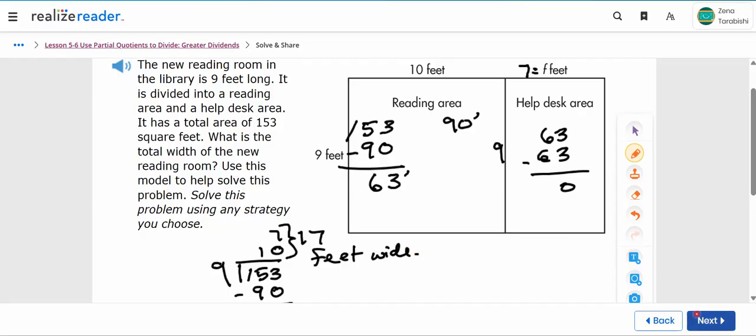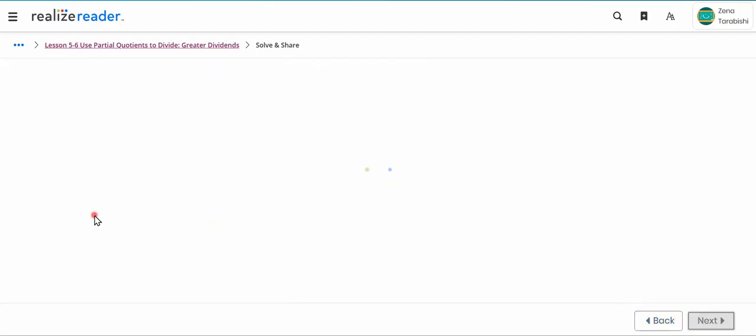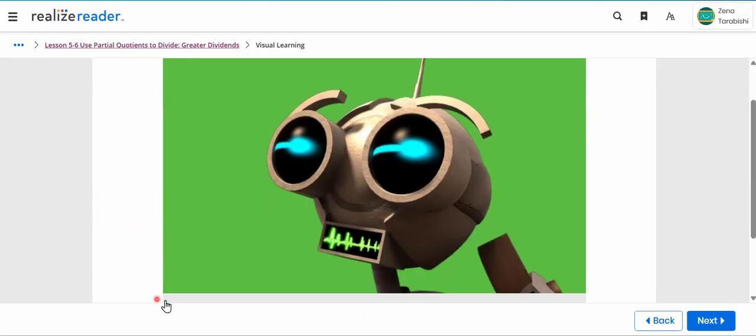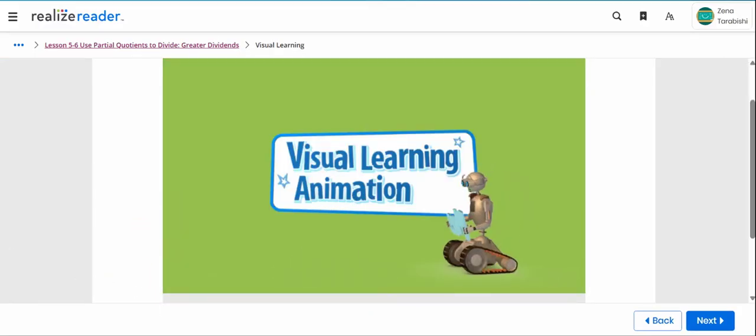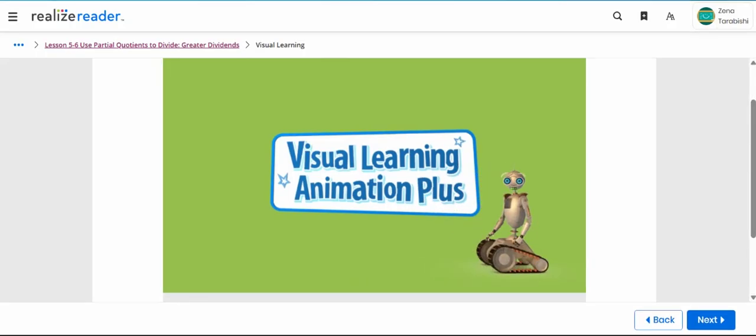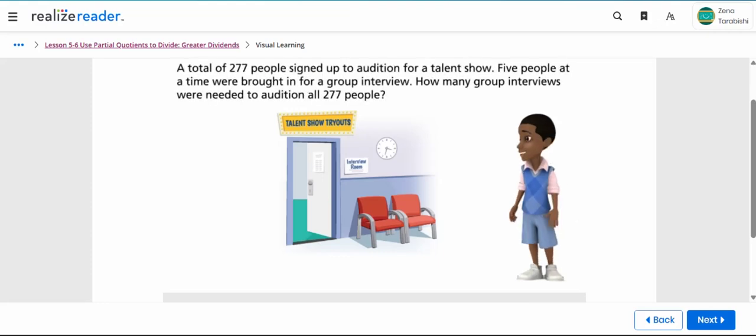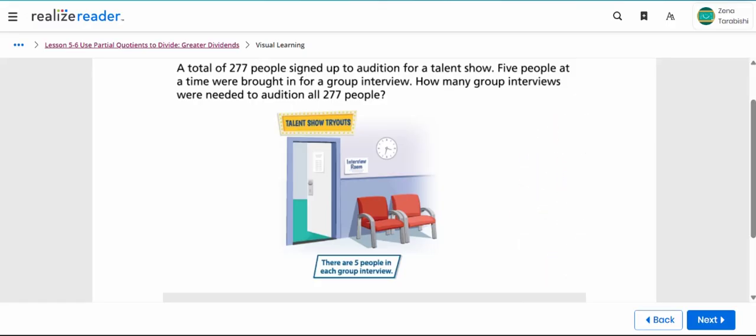Let's go ahead and continue to our lesson. And right now we're on page 190. How can you use partial quotients to divide greater dividends? A total of 277 people signed up to audition for a talent show. 5 people at a time were brought in for a group interview. How many group interviews were needed to audition all 277 people?